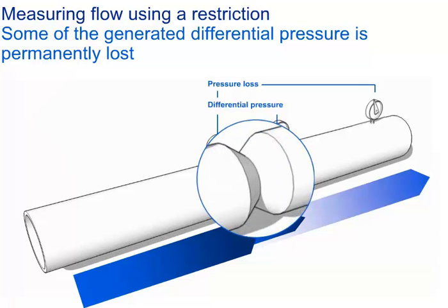The proportion lost depends upon the type of restriction used and its relative diameter to the pipe. That means that it depends on the type of DP flow meter used and how much of a restriction to flow it produces. For a given DP flow meter technology, a smaller diameter restriction creates a larger DP. In addition, a larger percentage of that DP is lost.